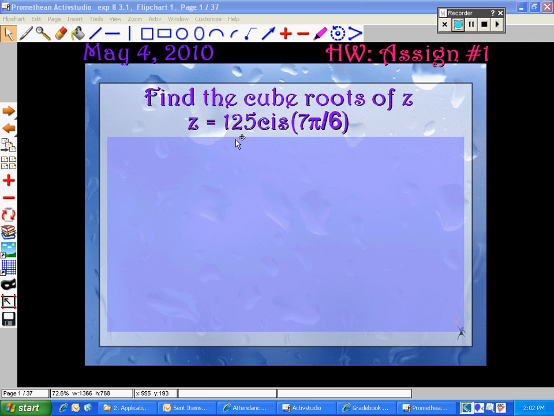Remember, you find the cube root of r, and theta divided by n, in this case 3. That gives us our first answer. There are 3 answers since we're taking the cube root. I do 2 pi divided by n to find the additional 2 answers. So try this problem on your own. Look at your notes. If you need help, come in and ask me.